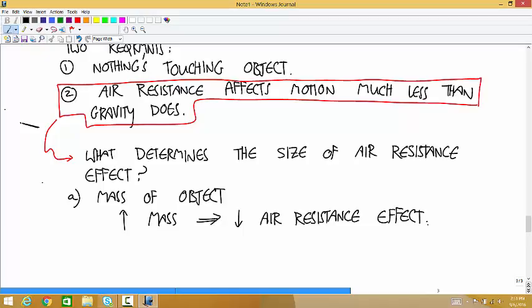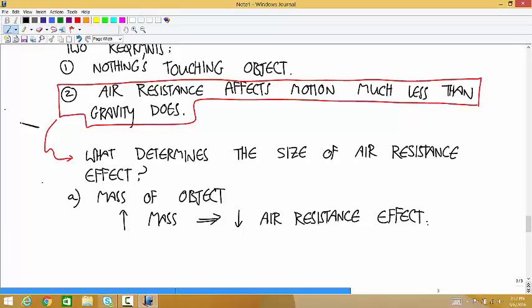So for an example, imagine you had a beach ball this big, okay? And then imagine you had a ball that was the exact same size and shape, but it was made of steel. It would be probably close to 1,000 pounds. Okay, it would be super, super heavy.